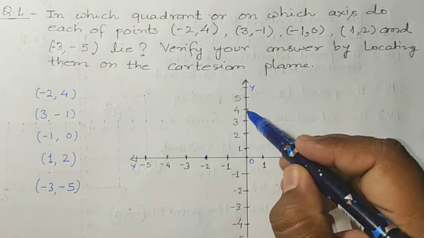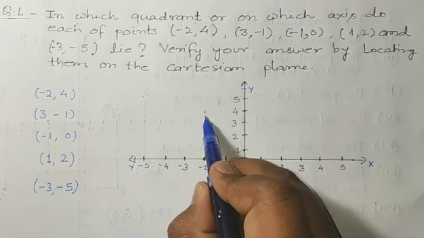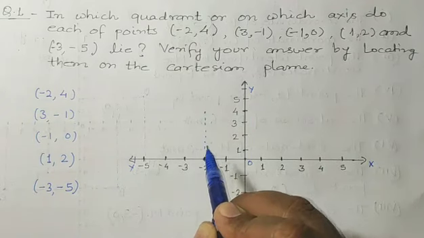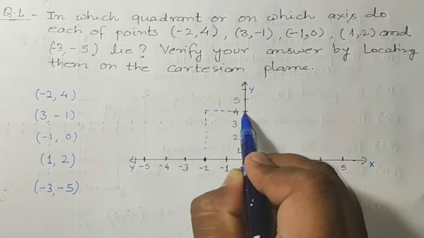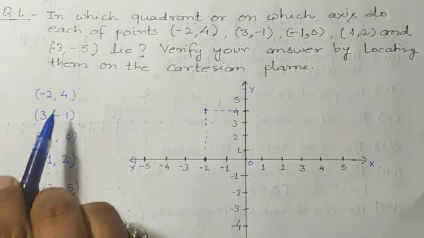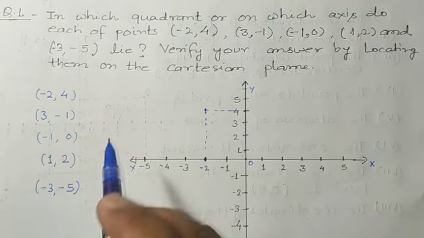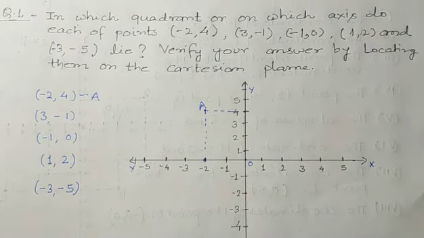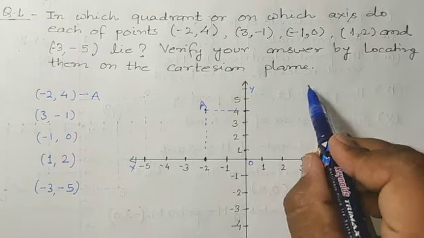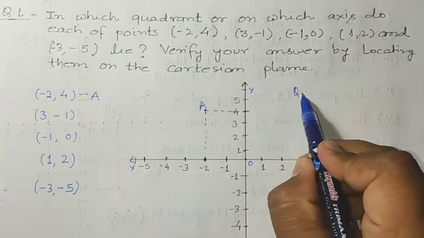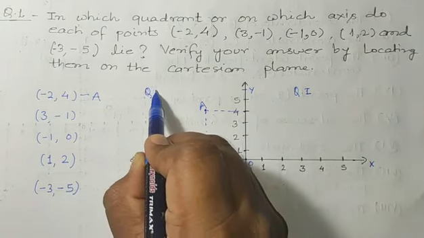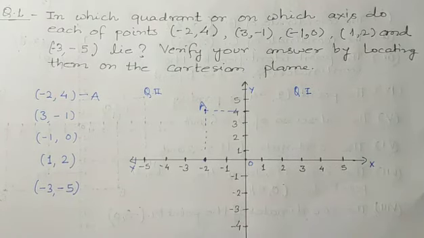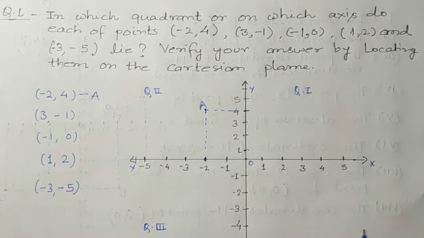1, 2, 3, 4. Okay, from these 2 points, students, you will draw perpendicular lines. You will draw from a scale. Okay, so where it will meet, this point will be (-2, 4). Suppose this point is point A. Okay, here we have represented this point, and you know very well that because of these 2 perpendicular lines, this is quadrant 1, this is quadrant 2nd, this is quadrant 3rd, and this is your quadrant 4.